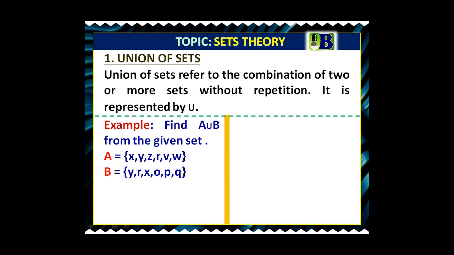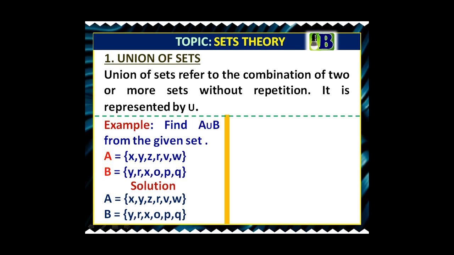So the first example we have here says: find A union B from the given sets. Set A comprises S, Y, Z, V, W. Then set B is Y, X, then O, P, Q, just like that. Now if we want to find the union of these two sets, we already know that set A comprises S, Y, Z, then set B comprises Y, X.